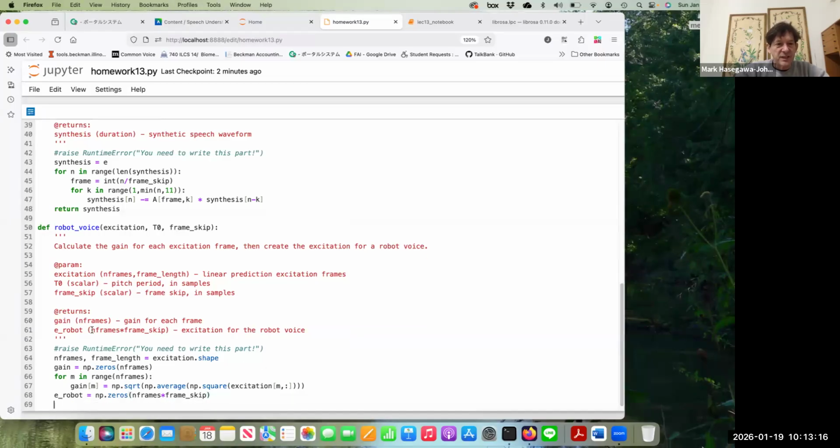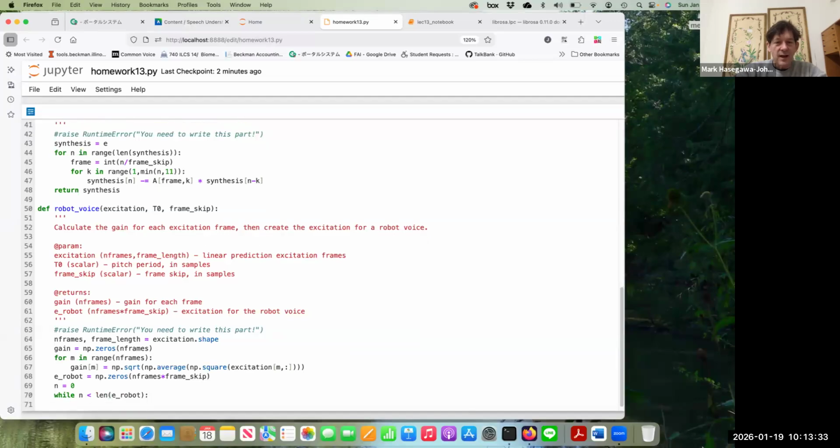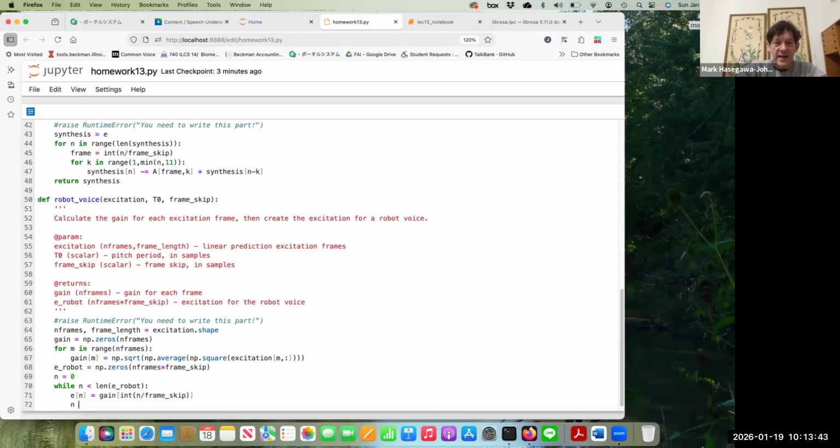Right? That's what it specifies there, that it should be that many samples long. And then let's do that trick that I did in the Jupyter Notebook. I'll set n equal to 0 initially. And then while n is less than the length of the excitation, I'll set E of n equal to the gain of the frame. The frame number will be n over frame skip, right? And then I'll set n plus equal to the pitch period.